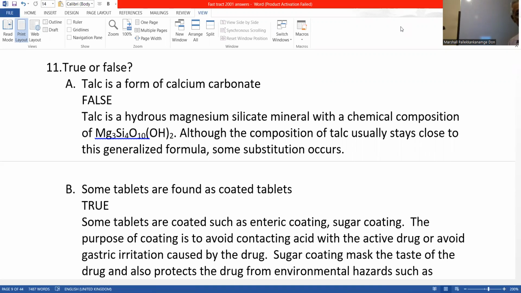So question number 11, the first part: talc is a form of calcium carbonate. That is false. Talc is magnesium trisilicate, or magnesium silicate also. So it is not calcium carbonate.